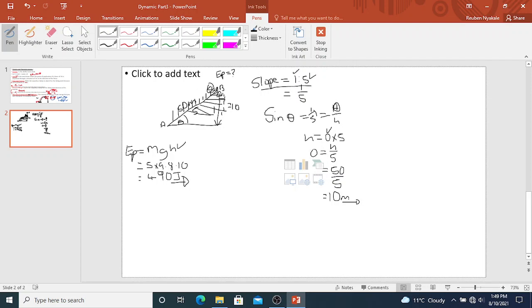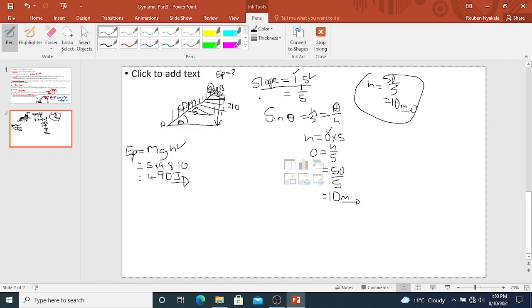For every 5 meters, I'm having 1 meter height. Now the distance from A to B is 50. In short, this is a short route of calculating the height. It will be the displacement, 50, divided by 5. Then you get 10 meters. Then you know that my height is 10 meters.